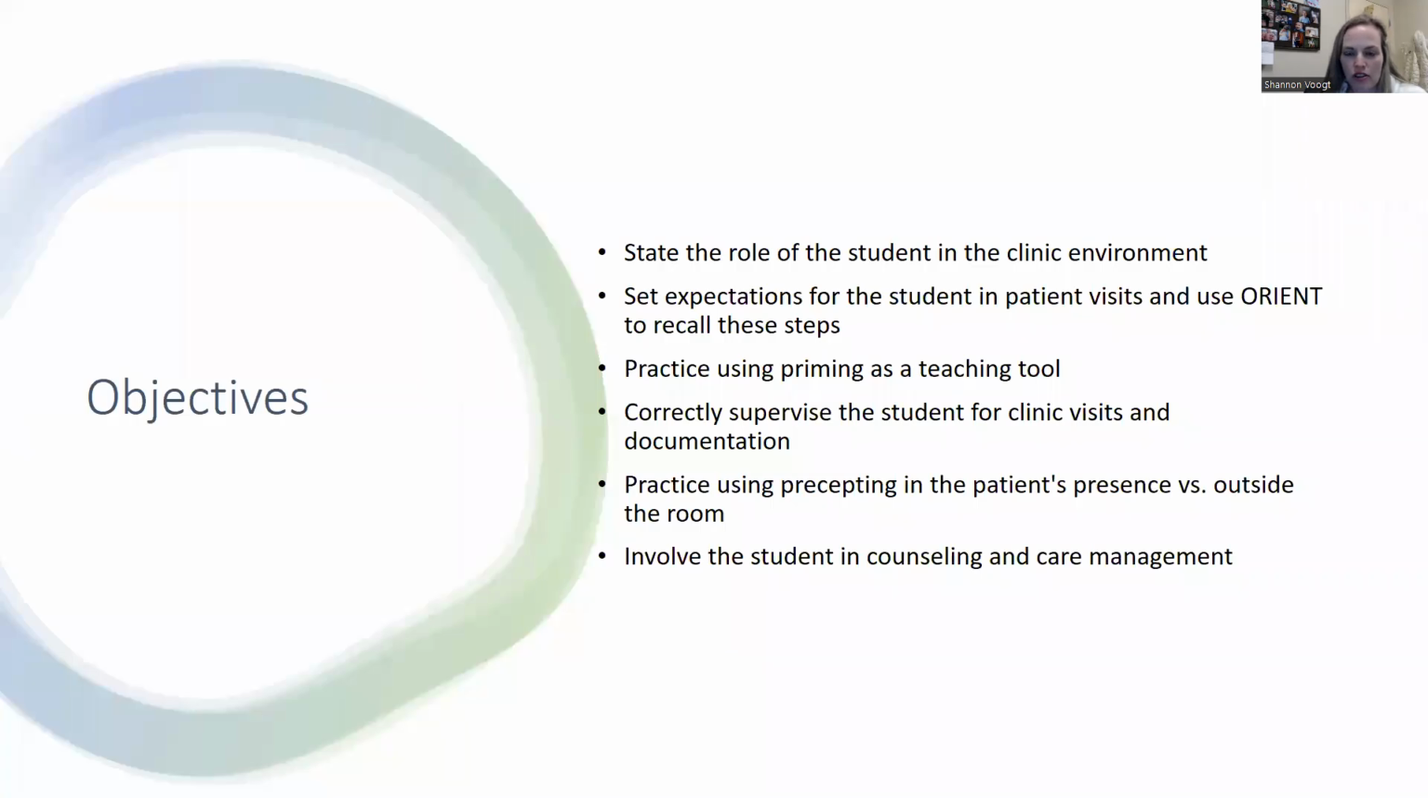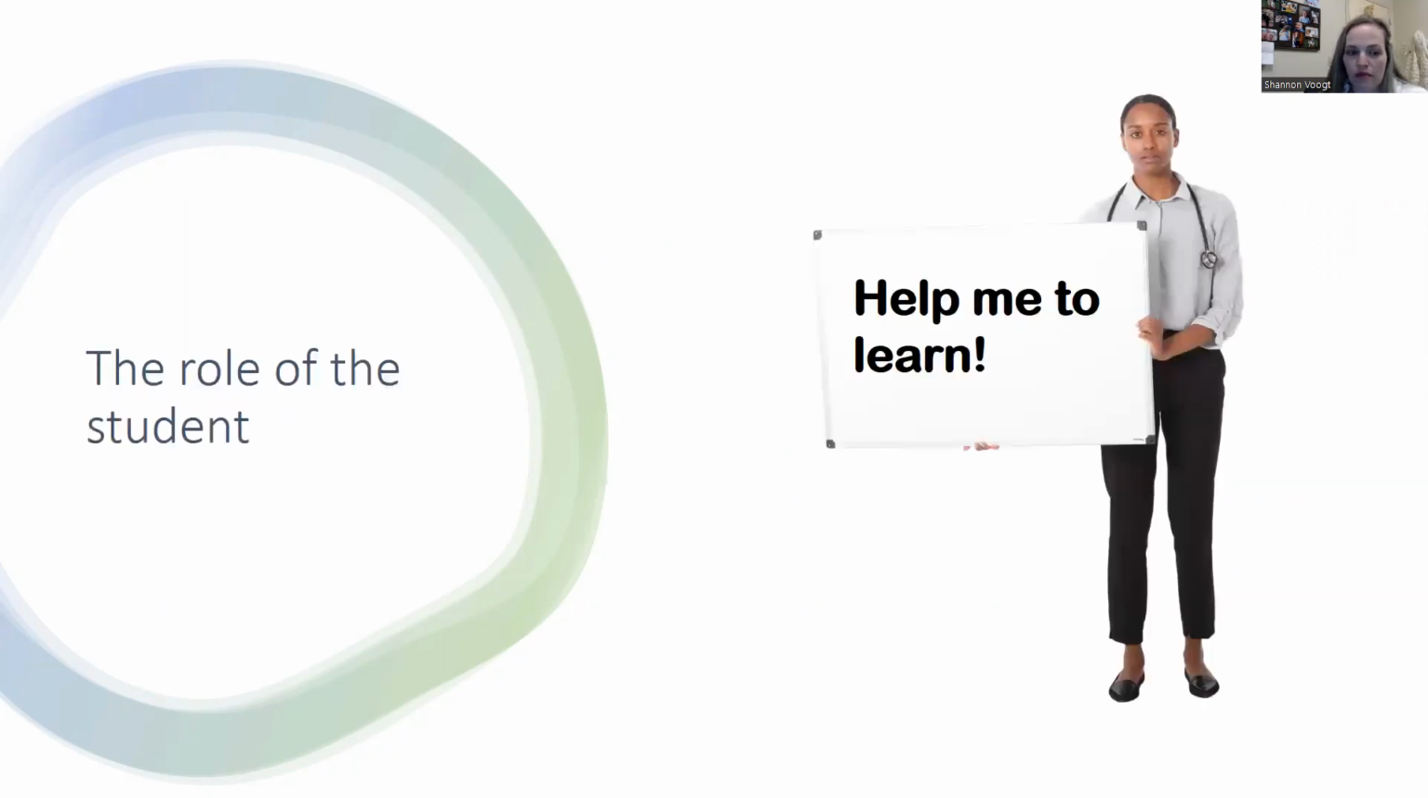So our objectives are to state the role of the student in the clinic environment, to set expectations for the student and use the mnemonic ORIENT to recall these steps, to practice using priming as a teaching tool, to correctly supervise the student for clinic visits and documentation, to practice using precepting in the patient's presence versus traditionally in the staffing room, and to start involving the student in counseling and care management.